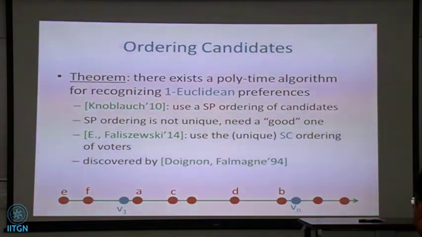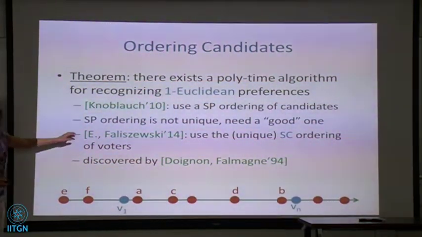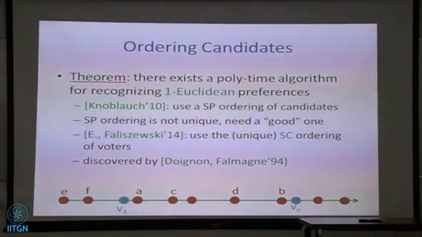Again, who discovered it first? Dagnon and Fallman, in '94. That was the biggest embarrassment for us. This is a paper from 2014. We knew of the story of the 2008 paper on single peaked preferences, which rediscovered that old paper. We even tried to look at that old paper, found it difficult to read, and somehow it didn't occur to us that what we are doing here may also be contained there. Turns out that it was.